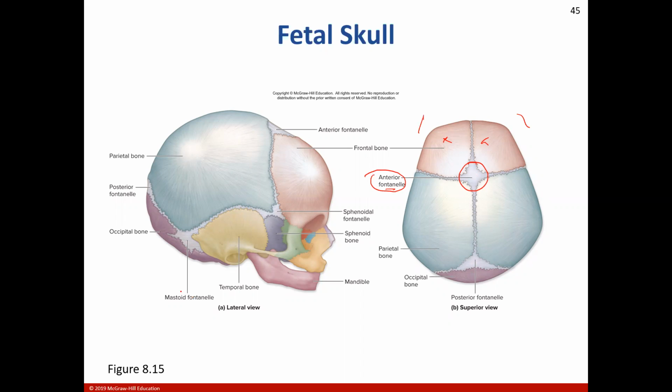And there's a mastoid fontanelle on the lateral between the occipital, temporal, and parietal. And there's a posterior fontanelle right here. So those are the ones you need to know. And the bones are basically the same, just that the fontanelles are present. And you should take a look just to see the difference in the shape, basically, of the fetal skull versus the adult skull, or child skull too.